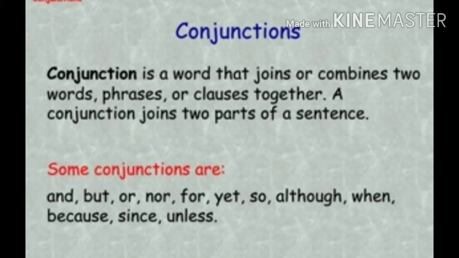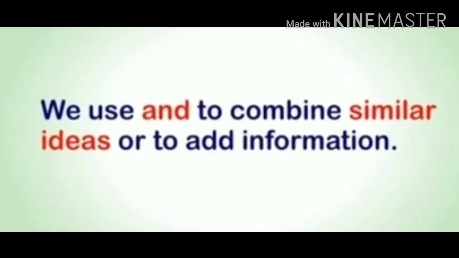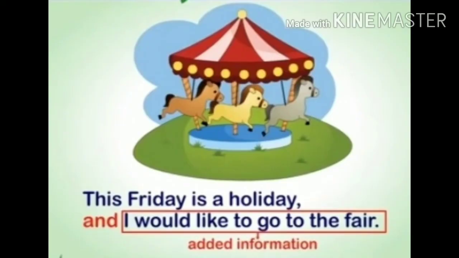Let's see how to use the conjunctions. We use and to combine similar ideas or to add information. This Friday is a holiday and I would like to go to the fair. Here we join two sentences with and. I would like to go to the fair is added information.